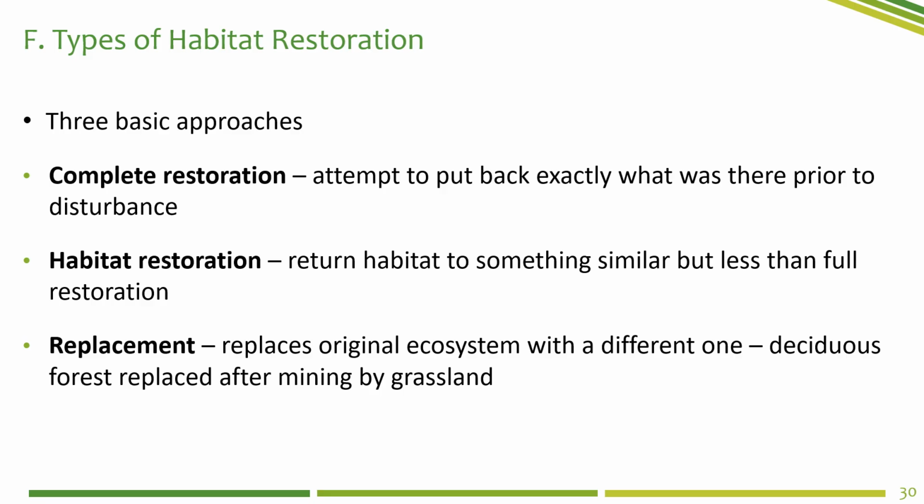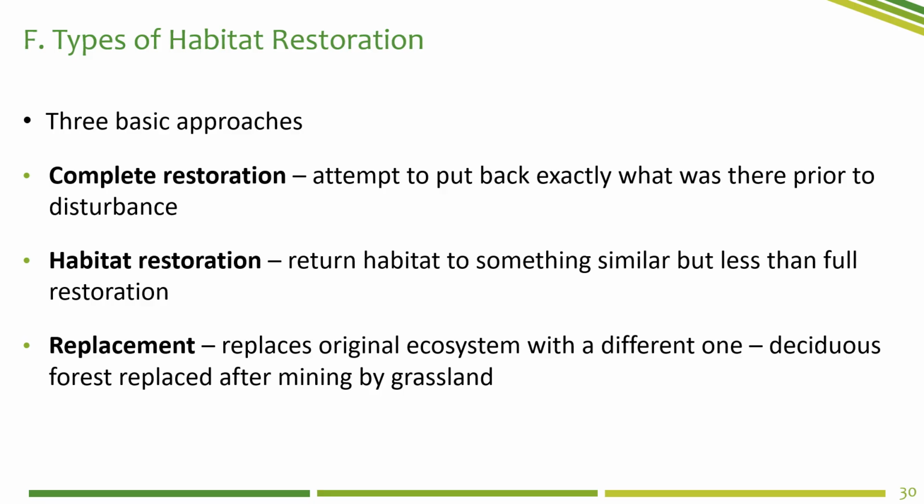Habitat rehabilitation is sort of a partial restoration. It is just any level below complete restoration. So it's trying to get the habitat as closely restored to the original as possible. Habitat replacement is something that happens when maybe the environment is so degraded that it's not going to be able to support the original habitat.